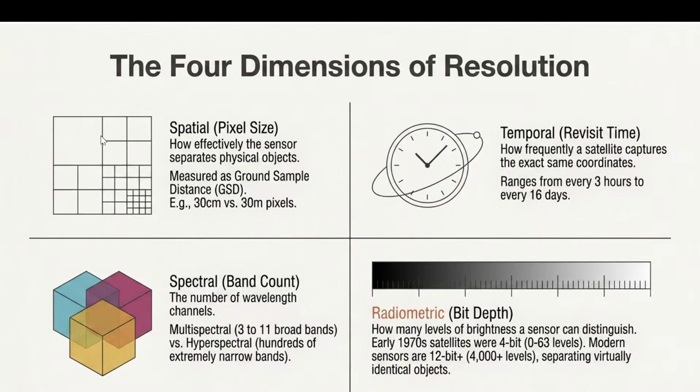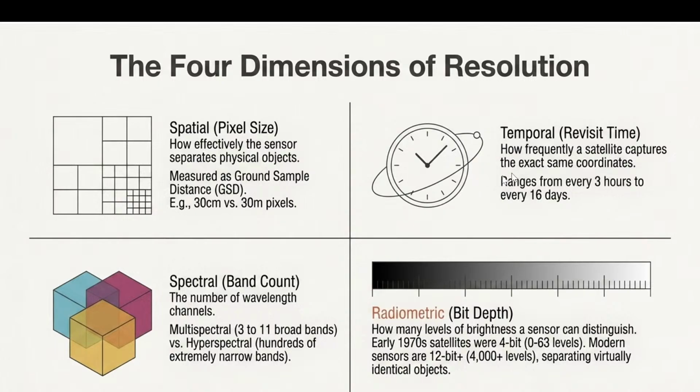Suppose this pixel is 500 meter. It means that it covers 500 into 500 area on the ground. Suppose this pixel is 10 meter. It means that it covers 10 into 10 on the ground, a 100 square meter area. One pixel or one grid covers a 100 square meter area on the ground. So it's called the spatial resolution.